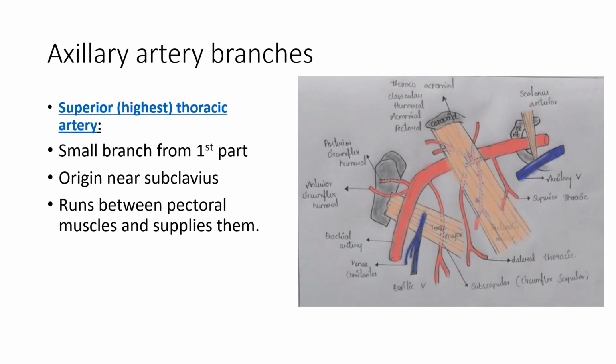Coming to the superior thoracic artery. It's also known as the highest thoracic artery. This is a small branch from the first part of axillary artery, and it originates near the subclavius, and it runs between the pectoral muscles, the major and minor, and supplies them.